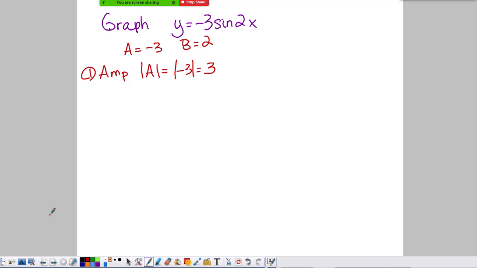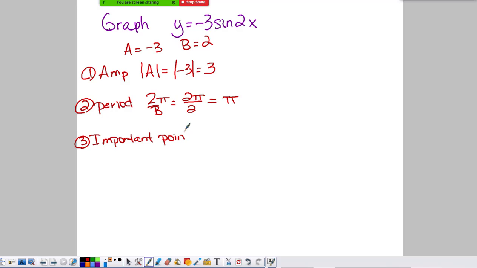Okay. What's the second thing we want to find? Our period. How do we find the period? Yep, 2 pi over b. So that's going to be 2 pi over 2, which is going to equal pi. So on this one, our whole cycle is going to repeat from 0 to pi. We want to find those 5 important points. So the first one is when x equals 0. What's our sine value going to be when x equals 0? 0. Yep. And then the other points we need to find by taking our period and dividing it by 4.